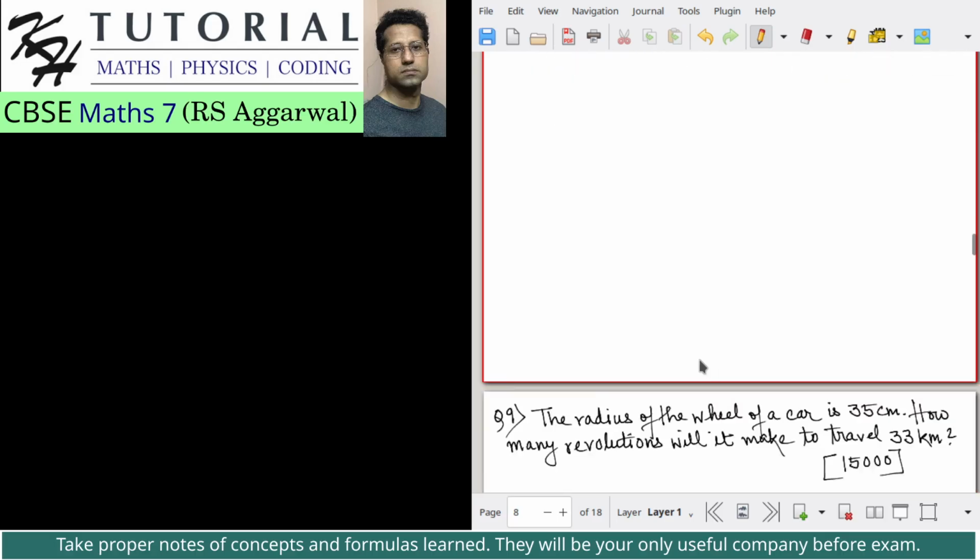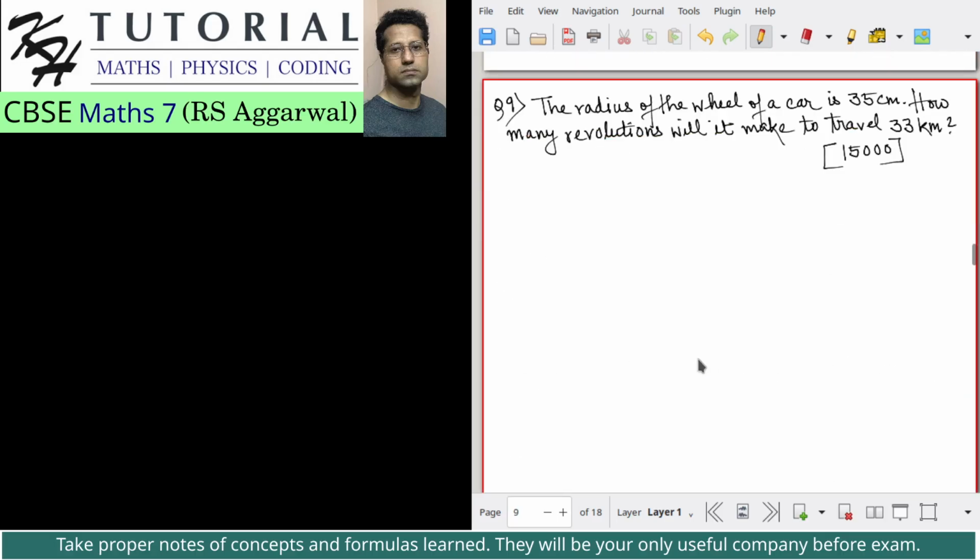Let's see the next problem. Question number 9 says the radius of the wheel of a car is 35 centimeter. How many revolutions will it make to travel 33 kilometer? We know that in one revolution the distance traveled by any circle or any wheel of a car is equal to the circumference of the wheel. So in this problem it is given how many revolutions will it make to travel 33 kilometer.